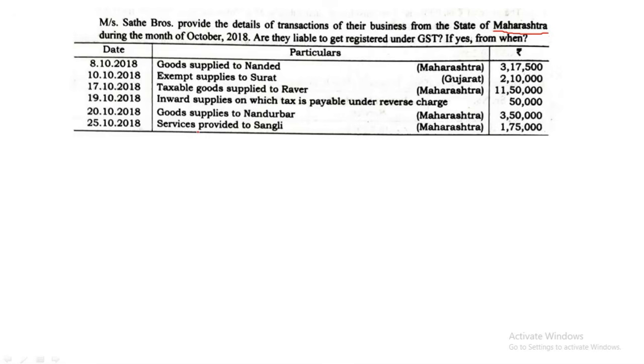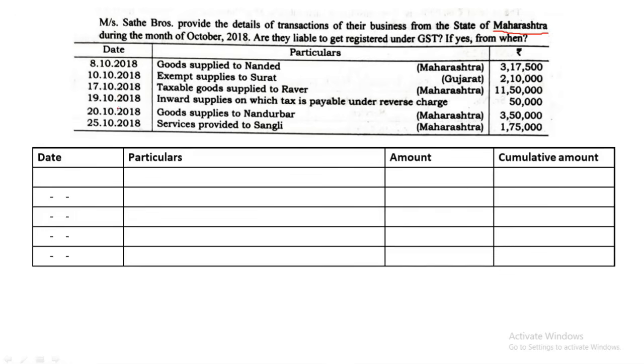Now, let us see how to solve this sum. The columns that will be required will be date, particulars, and amount, and I need one more extra column called cumulative amount, because that column will let us know exactly when the aggregate turnover surpassed the threshold limit. Okay, one by one we'll start now.